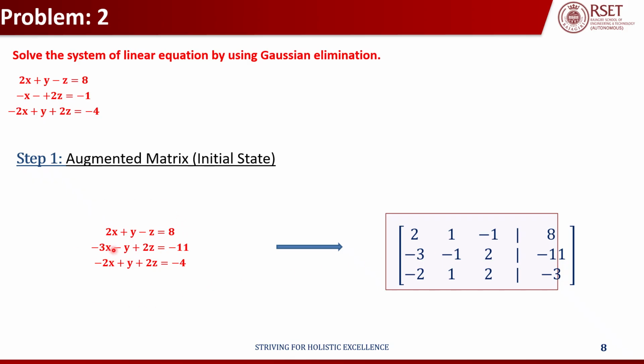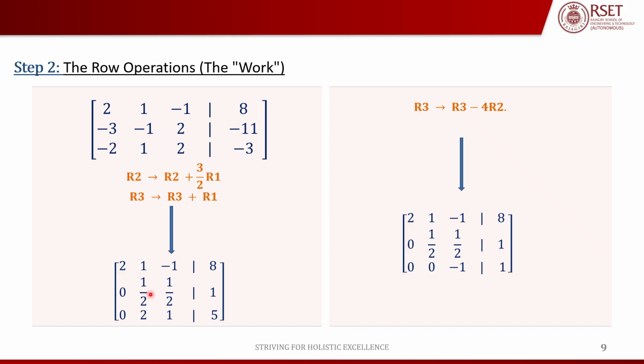I have taken only the coefficients: 2x plus y minus z equal to 8. And I have written 2, 1, minus 1, 8, and minus 3, minus 1, 2, minus 11, minus 2, 1, 2, minus 3. So for making this 2 a 0, I am multiplying with 4 here. So 4 into 1 by 2, you will get a 2 itself. And by subtracting, R3 minus 4 R2, you will get 0 here. And similarly by doing this, you will get minus 1, 1. So like that you got the row equivalent form.